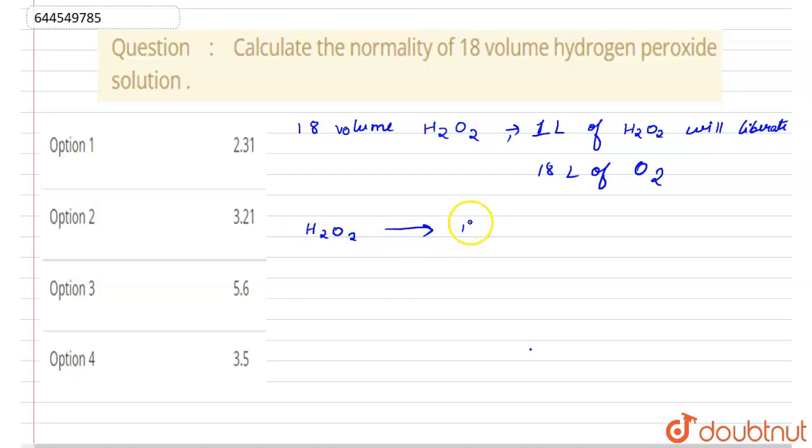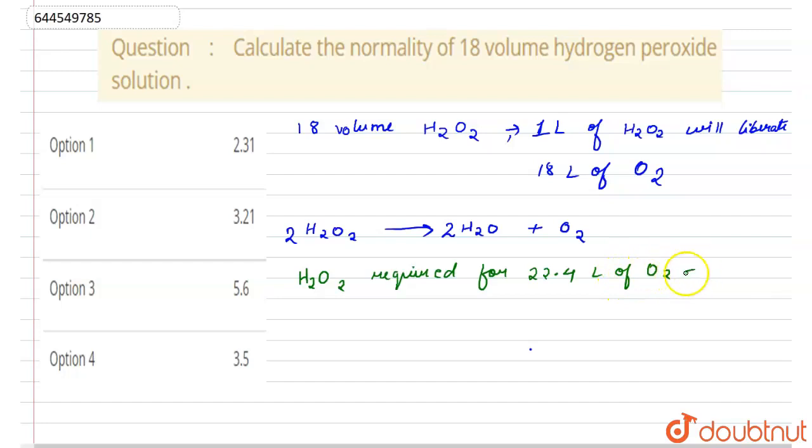will decompose into H2O plus O2. To balance the reaction, we'll put 2 over here and 2 over here. So what does this mean is that H2O2 required for 1 mole of O2, that is 22.4 liters of O2, is 2 moles, that is 68 grams.